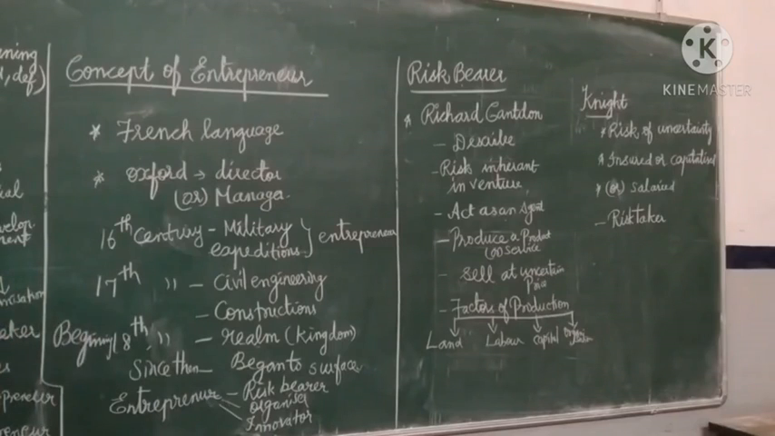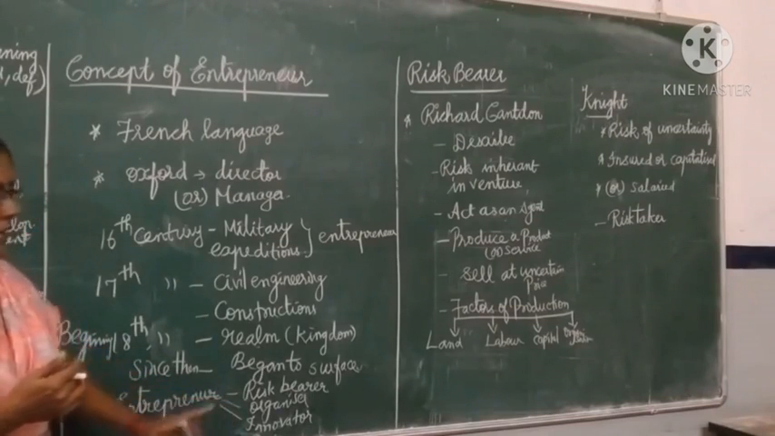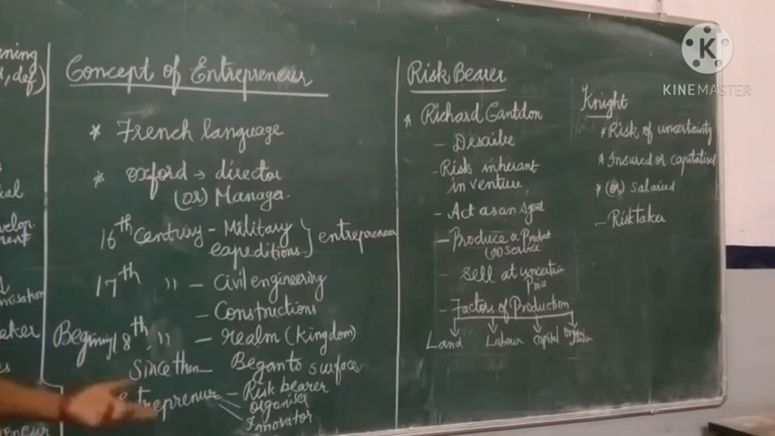The word entrepreneur may give various views about the entrepreneur. So now it is broadly classified into three groups, namely risk bearer, organizer, and innovator. So first let us see about the risk bearer.